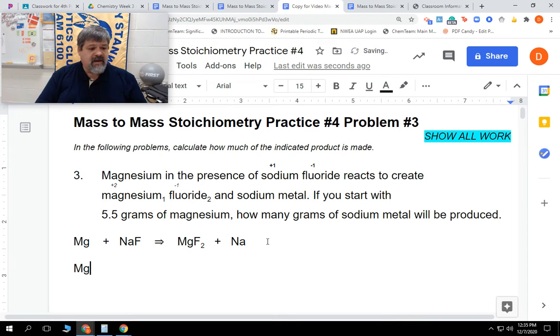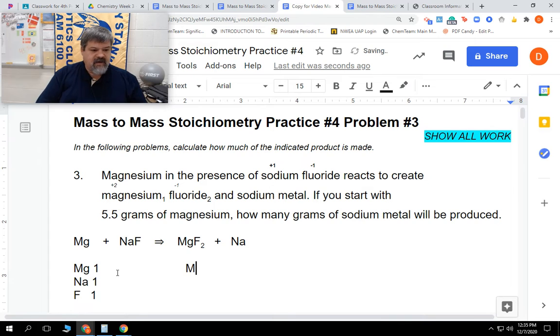And so we're going to write our magnesium, our sodium, and our fluorine, and how many we have of each. So our magnesium, we have 1. Our sodium, we have 1. And our fluorine, we have 1. Okay, so we have one of each. Now we go to the other side.